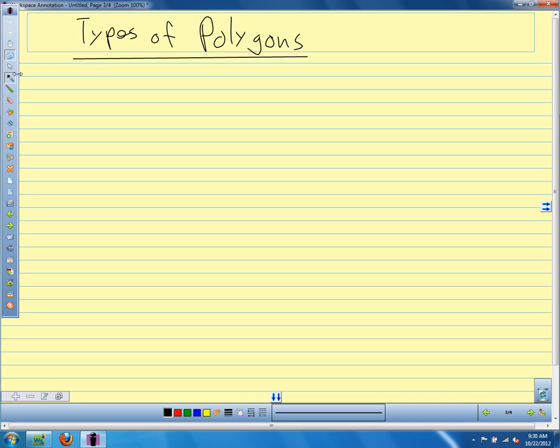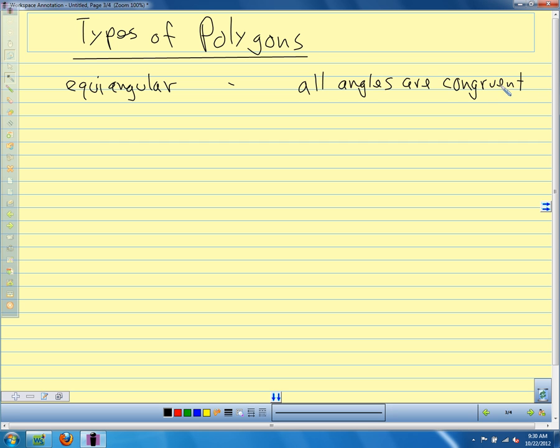So there are 3 special types of polygons that we'll end up talking about a fair amount. The first is equiangular. So what would you guess equiangular means? Equal angles. All the angles are congruent. So a square would be an equiangular polygon because all the angles are 90 degrees.